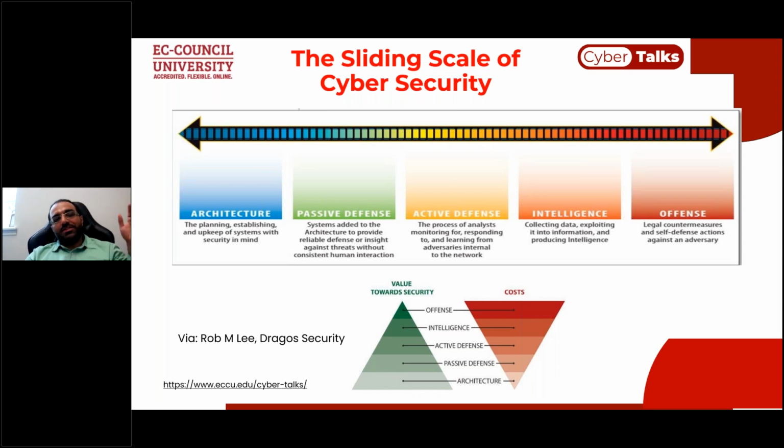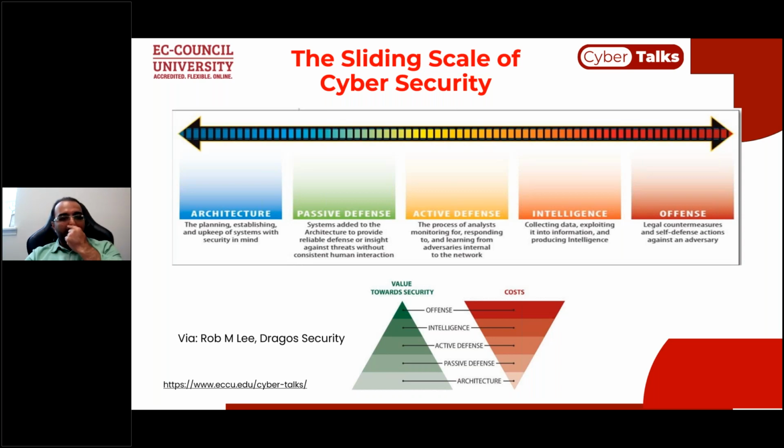The first layer is the secure architecture. That's the layer where we deploy technologies such as identity management, access control, all those fundamental technologies that are the basis for making any environment secure or monitoring that environment.